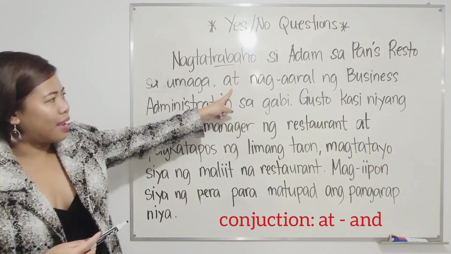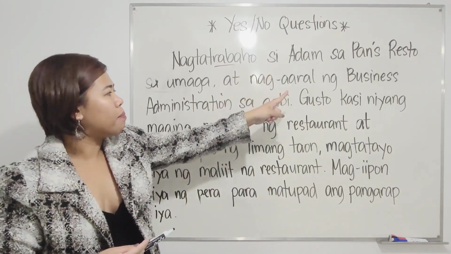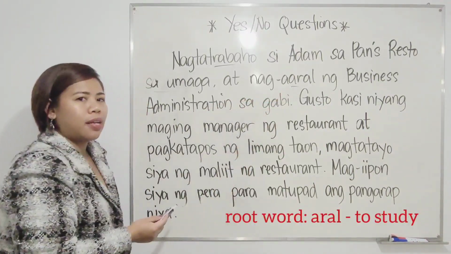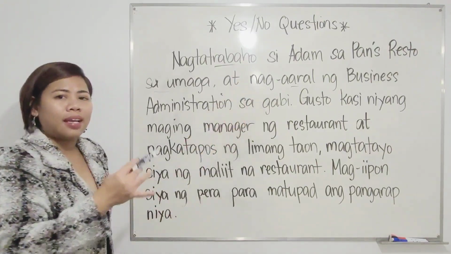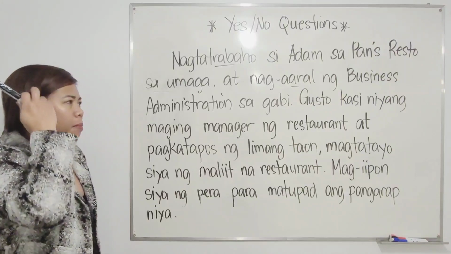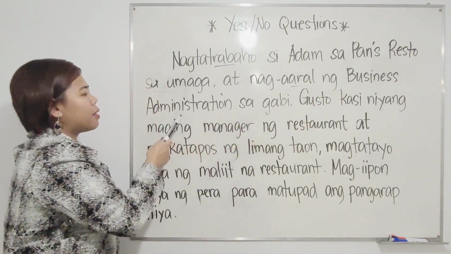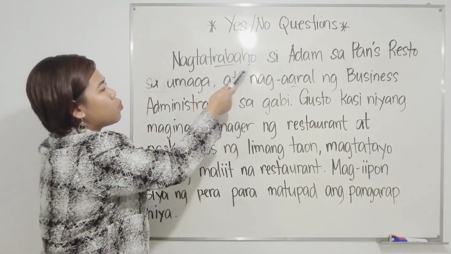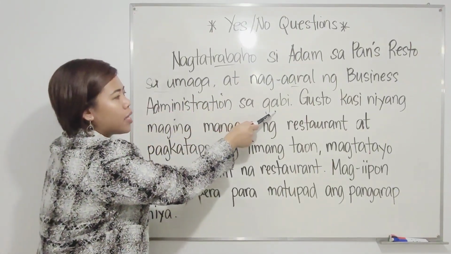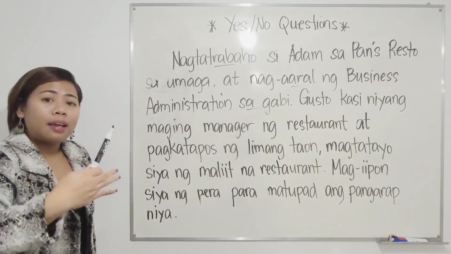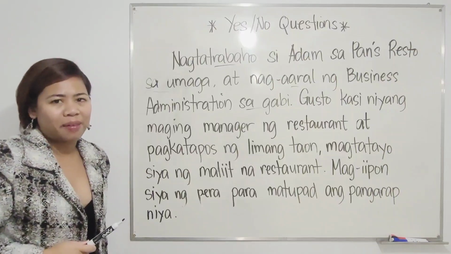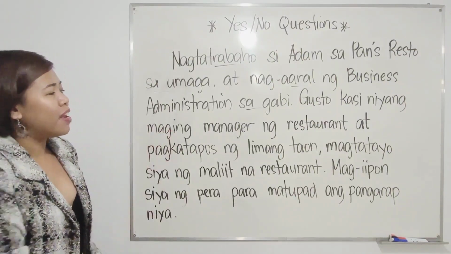And nag-aaral ng business administration sa gabi. Aral is to study. Nag-aaral is studying in the present tense as well. What is he studying? What's his major? It's business administration. So when he's working in the morning, umaga, he is studying business administration. Sa gabi, what is sa gabi? In the evening. Okay? Morning, umaga. Evening, gabi. Very easy, right?